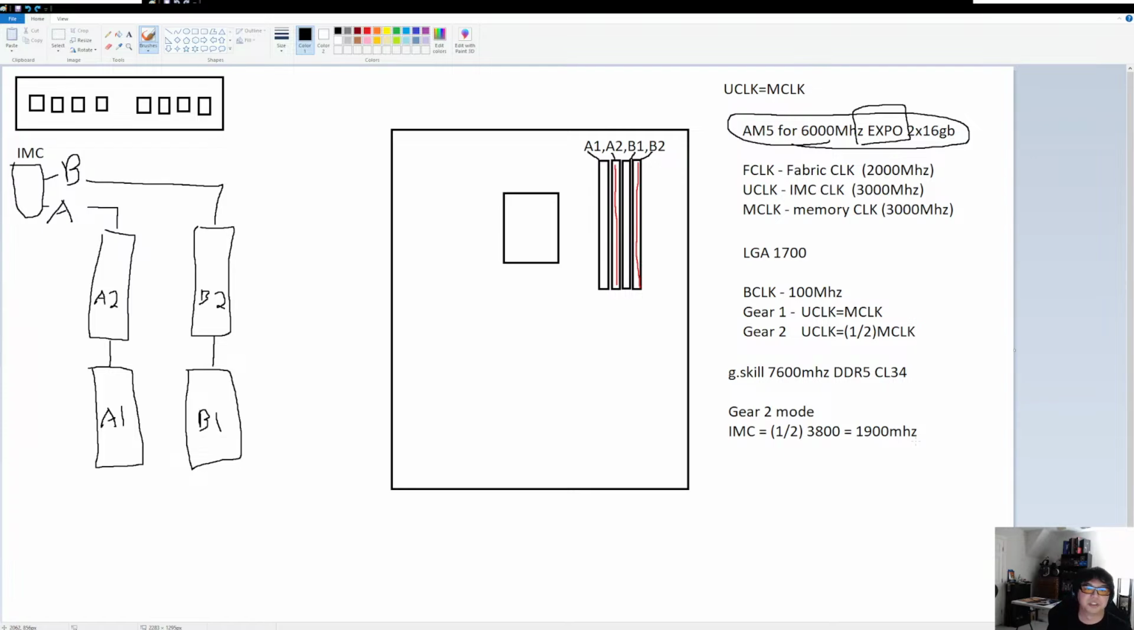Yeah, so that's kind of the gist of it all in terms of the memory. The one thing you want to be aware of, if you're on Intel, is Gear 1 and Gear 2, and what those actually mean. So if you're trying to hit high speed RAM on Intel, like 7600 as an example, or maybe 8000, just know that you're going to have to use Gear 2.